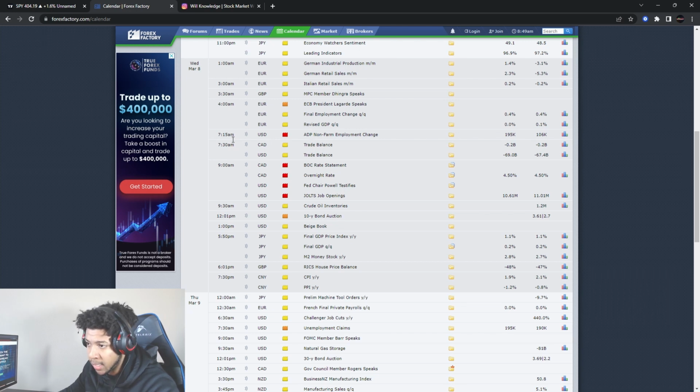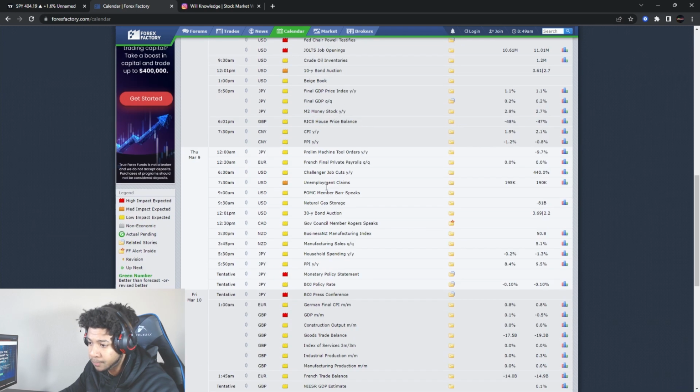So just to recap, we got an hour 15 before the market opens. We got non-farm unemployment change 30 minutes after the market opens. This is on Wednesday. We got Fed Chair Powell testifying and JOLTS job openings. And then midday, we got the 10-year bond auction.